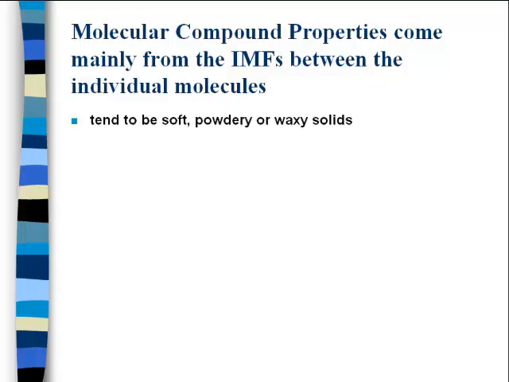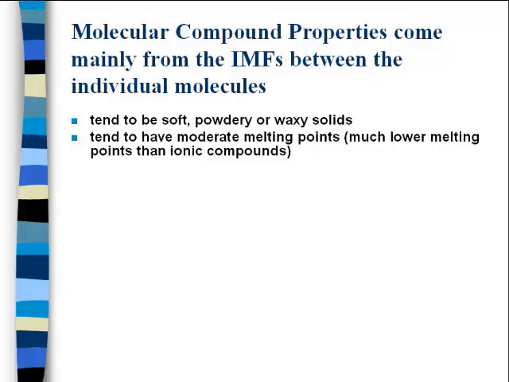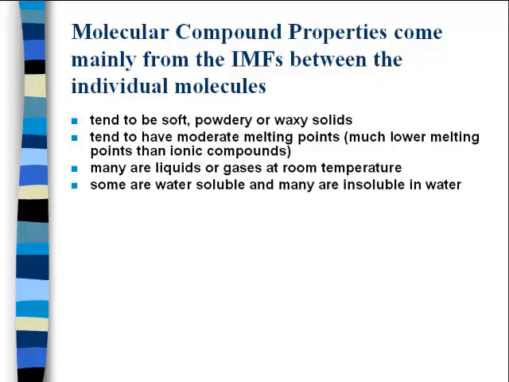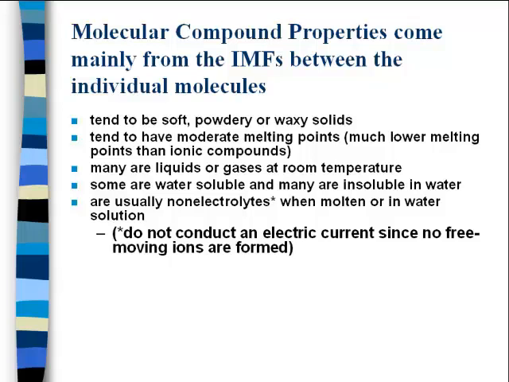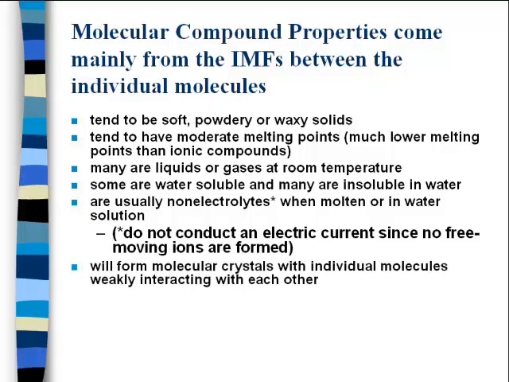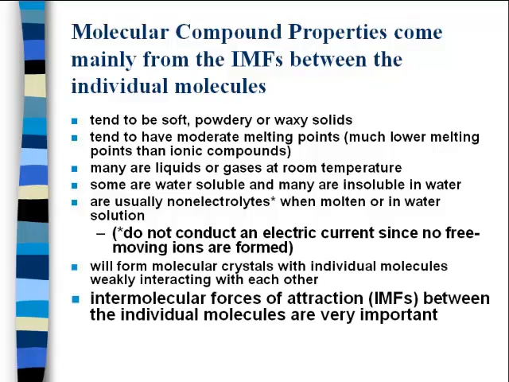Molecular compound properties are quite different than ionic compound properties. Molecular compound properties come mainly from what are called IMFs between the individual molecules. IMF stands for intermolecular forces of attraction, and we'll be talking about these more in the third unit of study. But these IMFs are one of the most important things in helping predict and understanding the properties of molecular compounds.